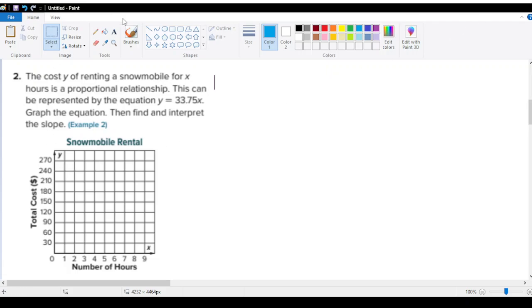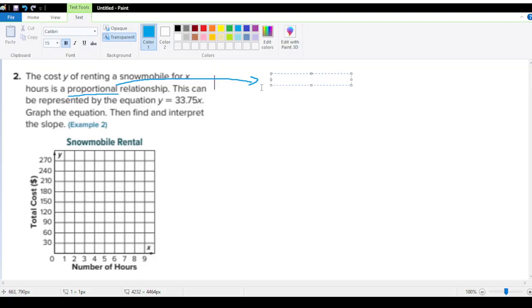Okay, now in this question, he told us that the cost y of renting a snowmobile for x hours is a proportional relationship. We said proportional means what, Shamsa? It's linear. What's the meaning of linear? We graph it and it's a straight line.